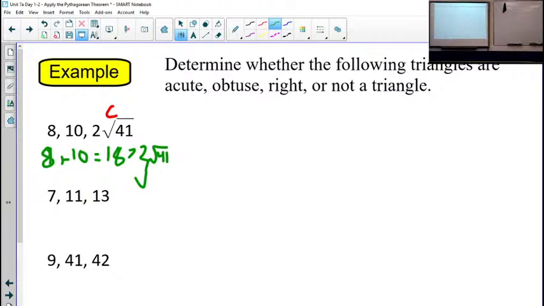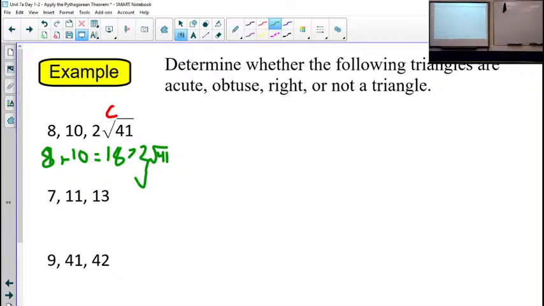Make sure that you're always checking that part before you start doing the next step of c squared and a squared plus b squared. It's an easy detail to miss. Always check for it, because if this doesn't work, then we don't have a triangle, and we don't even need to test the c squared and a squared plus b squared at all. So make sure you check for that first.